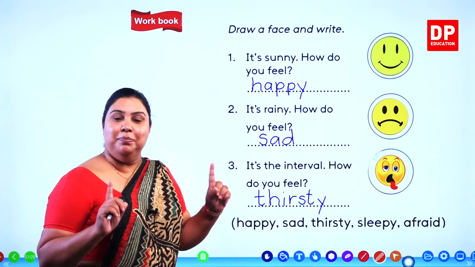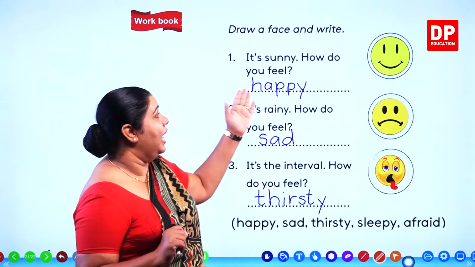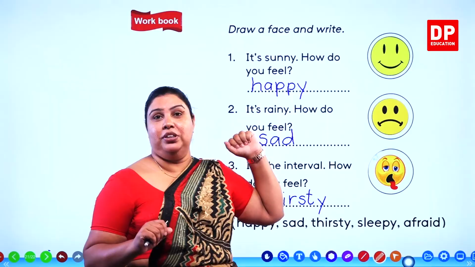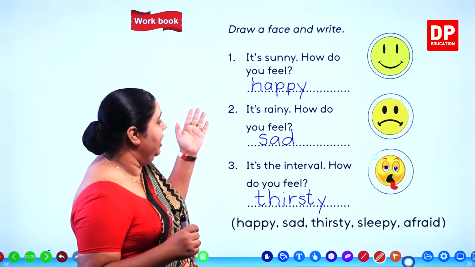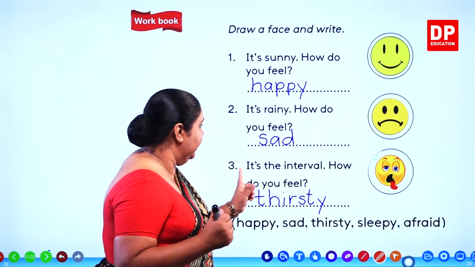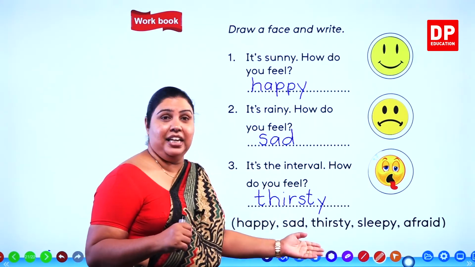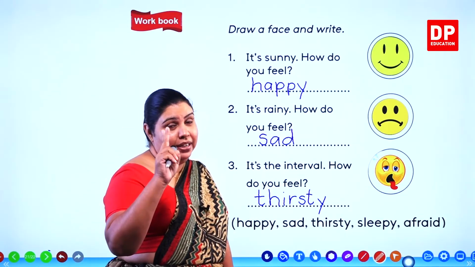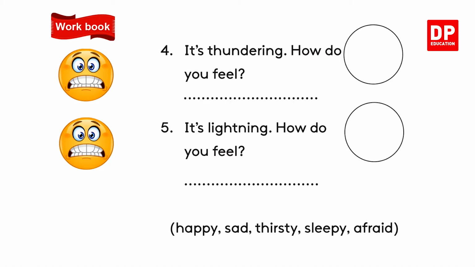So now we have completed the answers for the first 3 questions in your workbook. That is, it's sunny, how do you feel? You can say happy or you can say thirsty and you can draw the picture. It's rainy, how do you feel? I feel sad, or you can say I feel sleepy. It's the interval. How do you feel? You can say I'm happy, or you can say I'm thirsty, and then you can draw the picture accordingly. Right, now we are going to move on to our last two sentences in the workbook. These are the last two questions that we have.